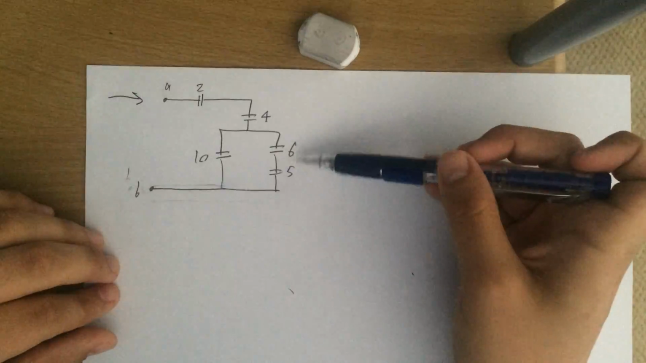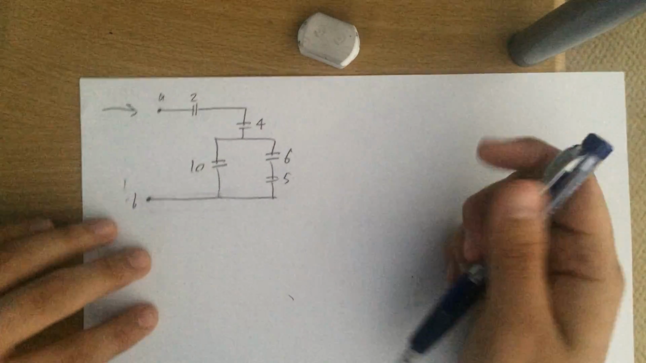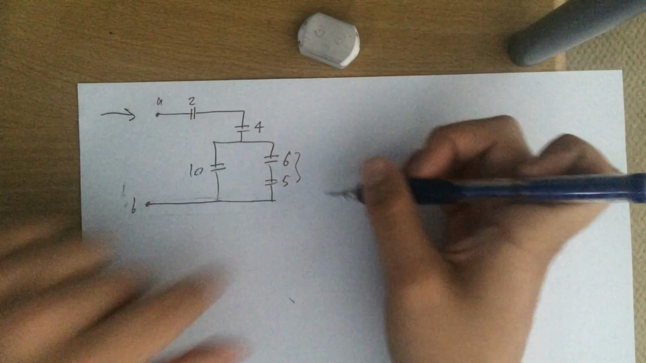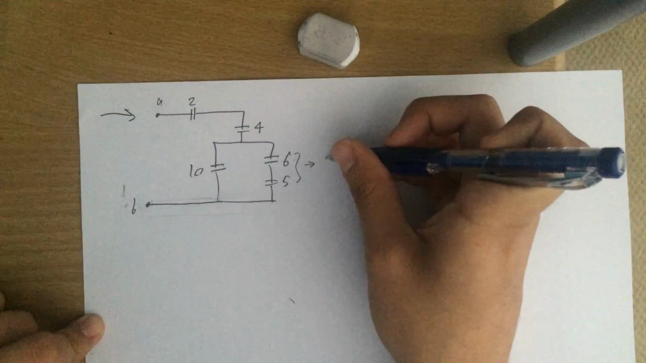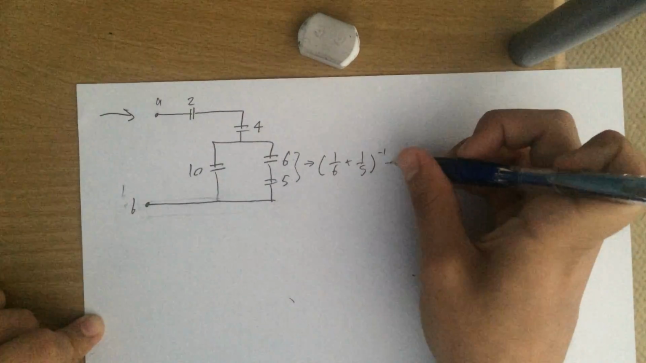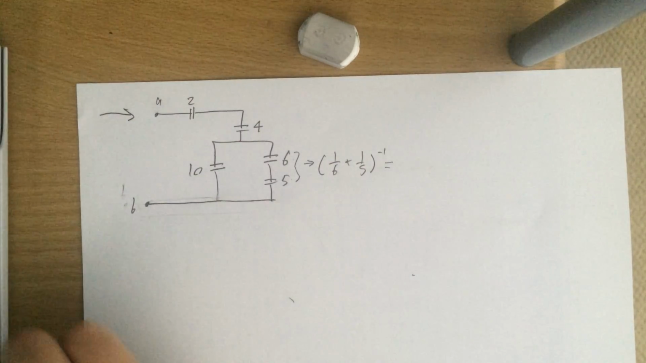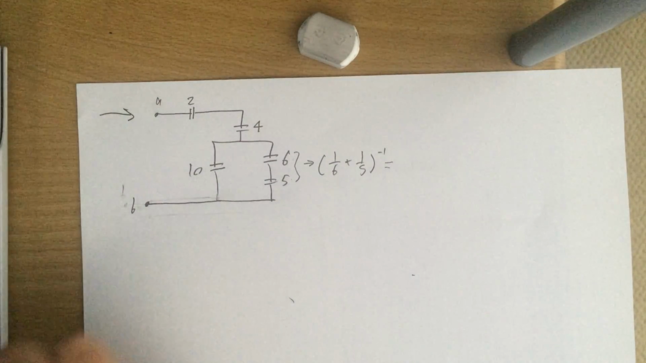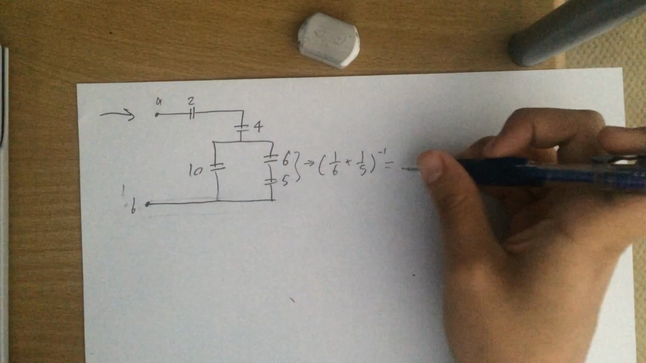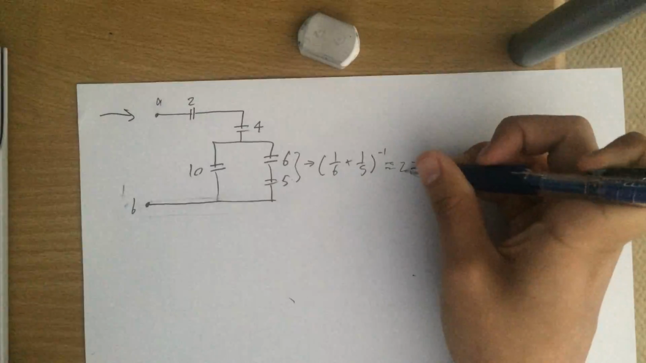So now we have the 6 and the 5 microfarad capacitors, right? So what we're going to do now is the following. We're going to combine these two, and these two are in series, okay? So the equivalent capacitance would be 1 over 6 plus 1 over 5 inverse, right? And you can just plug that into your calculator, right? Normally your professor should allow you to use a calculator unless he or she is a mean professor, but we're just going to simplify it. It'll be about 2.73 microfarads, okay?